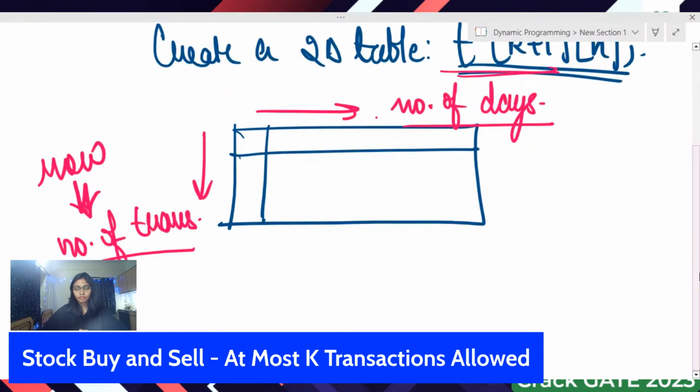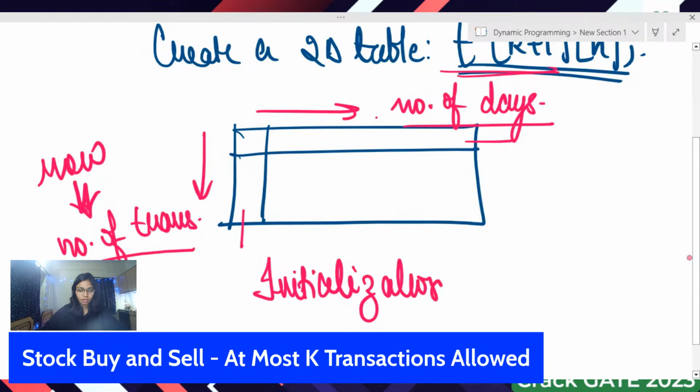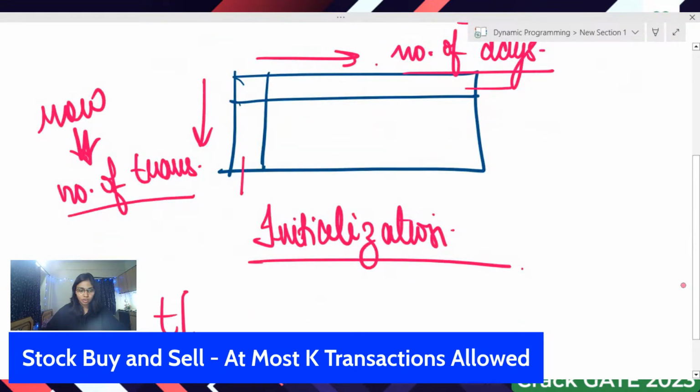So first of all, whenever we fill a 2D table, we first fill the first row and the first column, that is known as initialization. Now tell me, this first column, what does this first column signify? That on the 0th day.